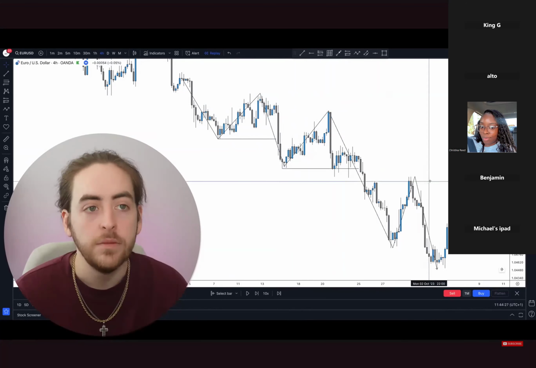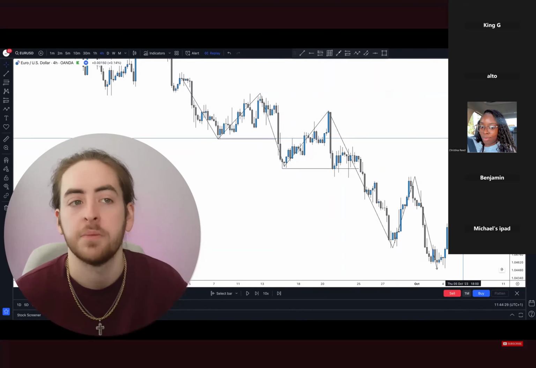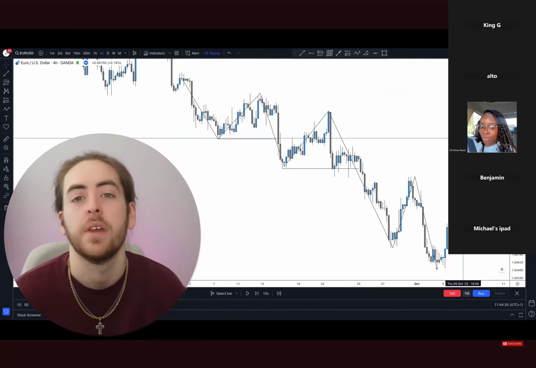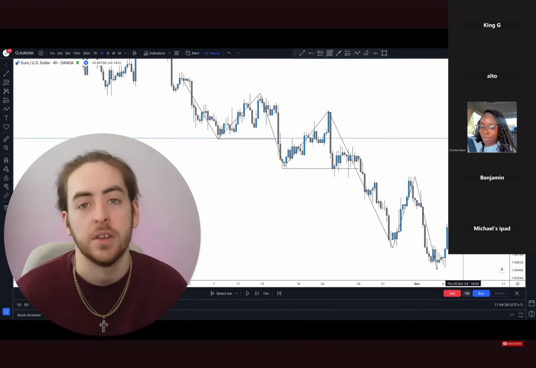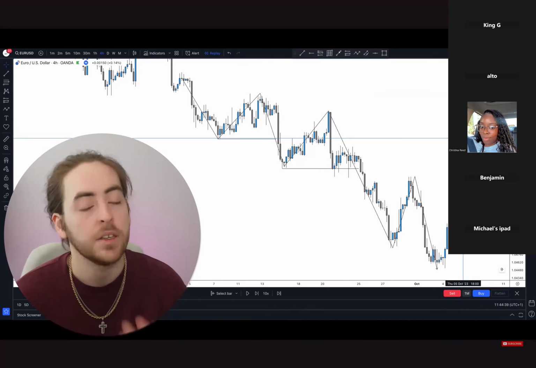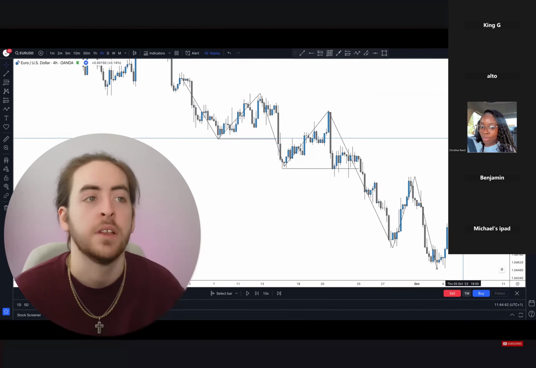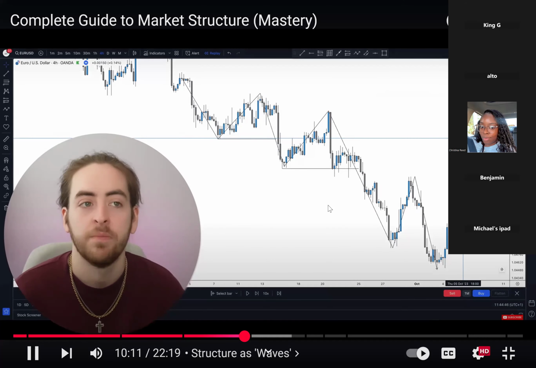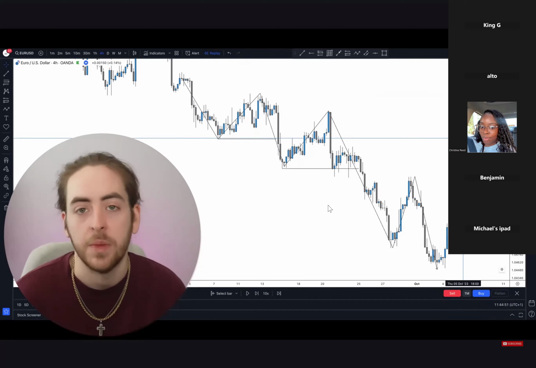So when we can start to view structure as waves in this manner, instead of pulling ourselves into every single tiny little movement that forms in the market, structure becomes a lot clearer and easier to understand. And as I say, it's going to take some practice, but you will get used to doing this and viewing the structure as larger waves. Some people nail it right away. Some people will find some confusion. But like all concepts, practice will make you a lot better.